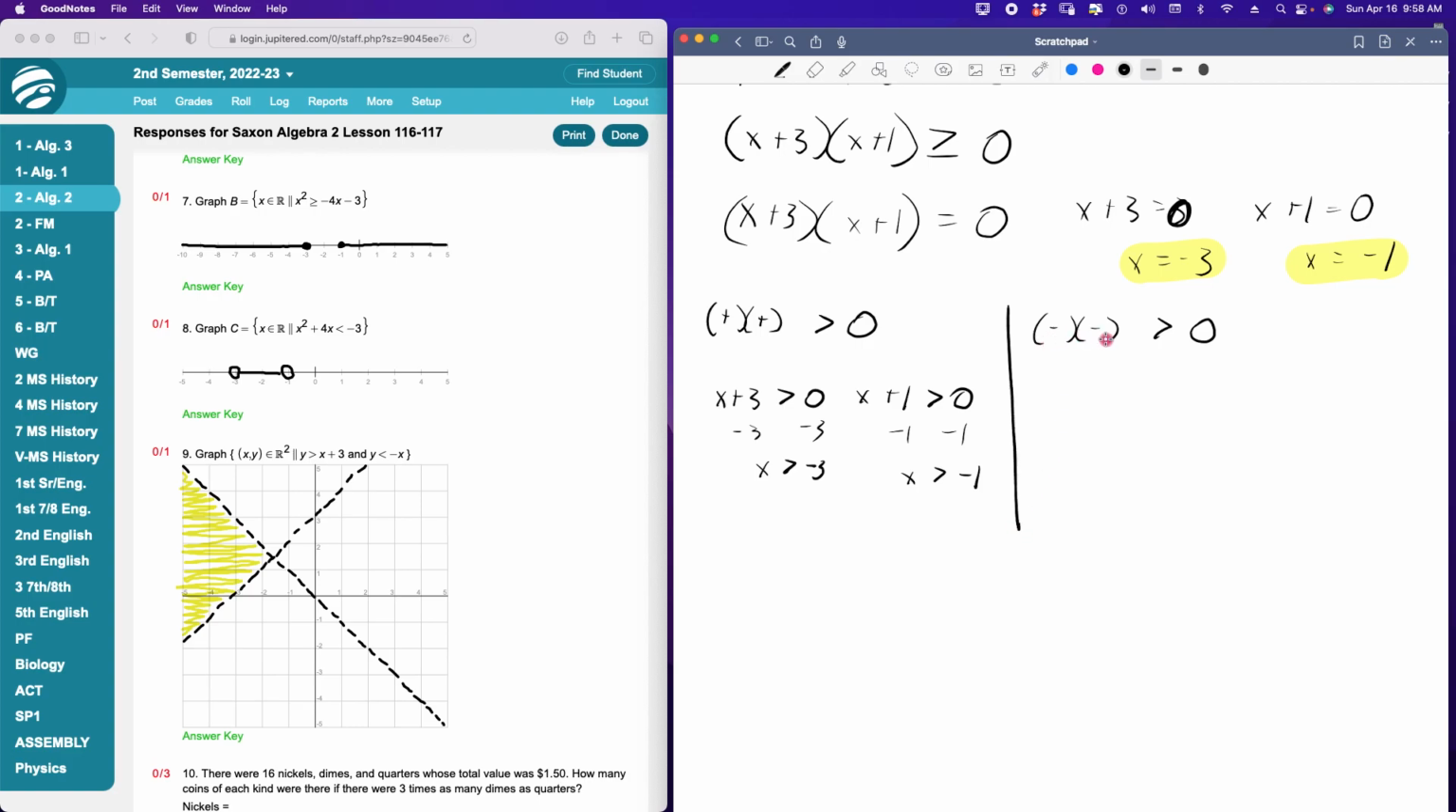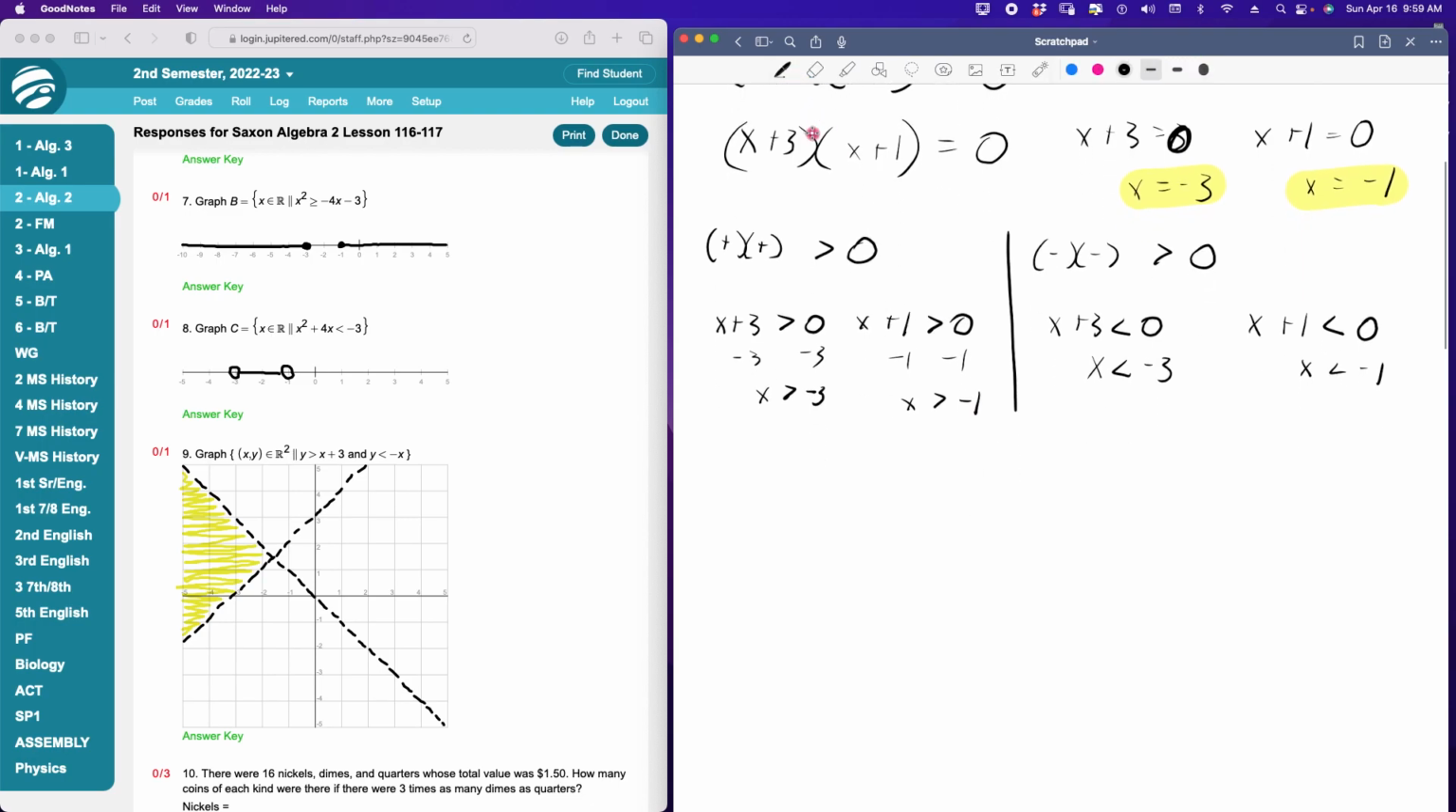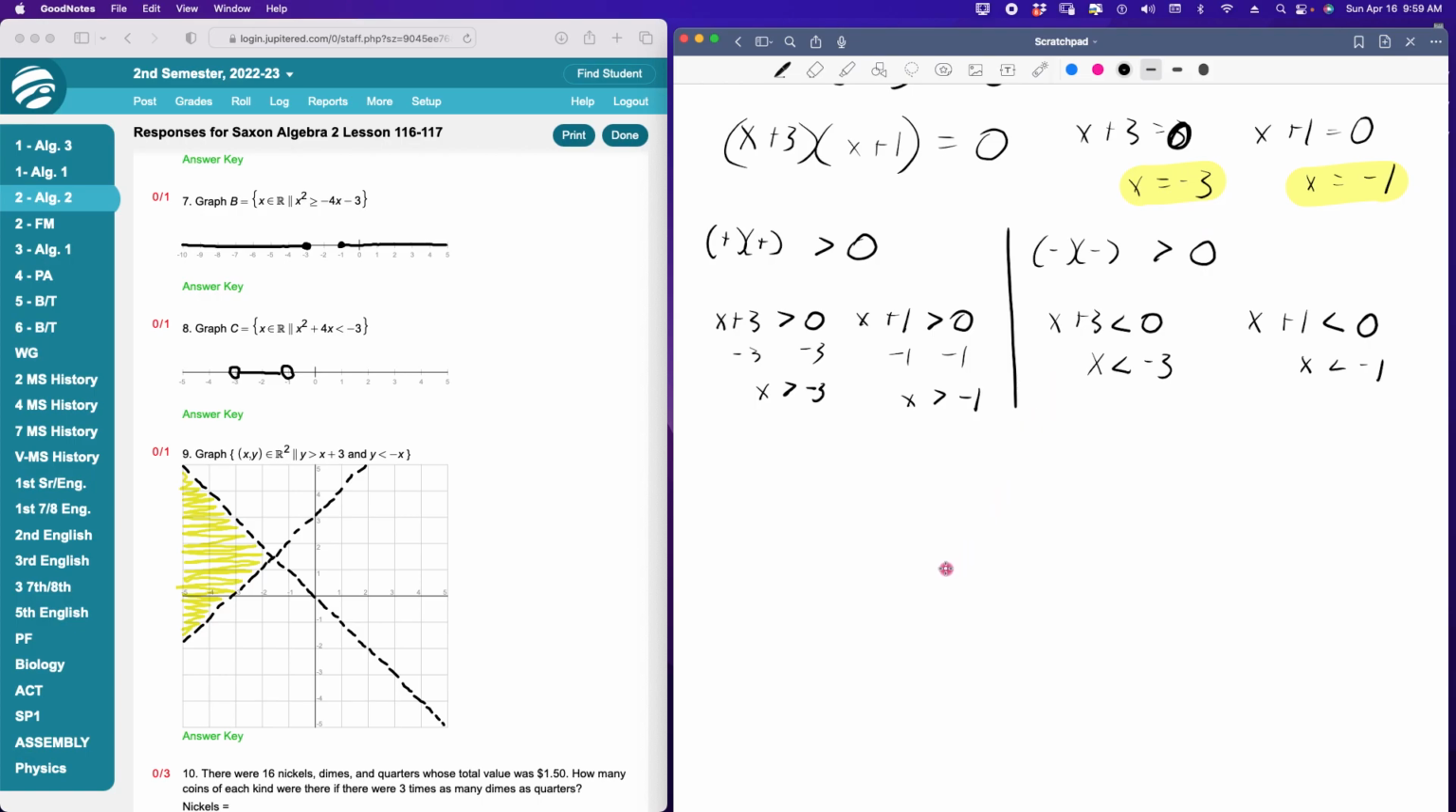On this side, where we have negative times negative, that would give us a positive number, which will be greater than 0. We're going to set these because a negative number by default is less than 0. x plus 3 has to be less than 0 for it to be this negative number, and x plus 1 has to be less than 0 for it to be this negative number, right? So we'll do the same thing. We'll subtract. We get x is less than negative 3 and x is less than negative 1.